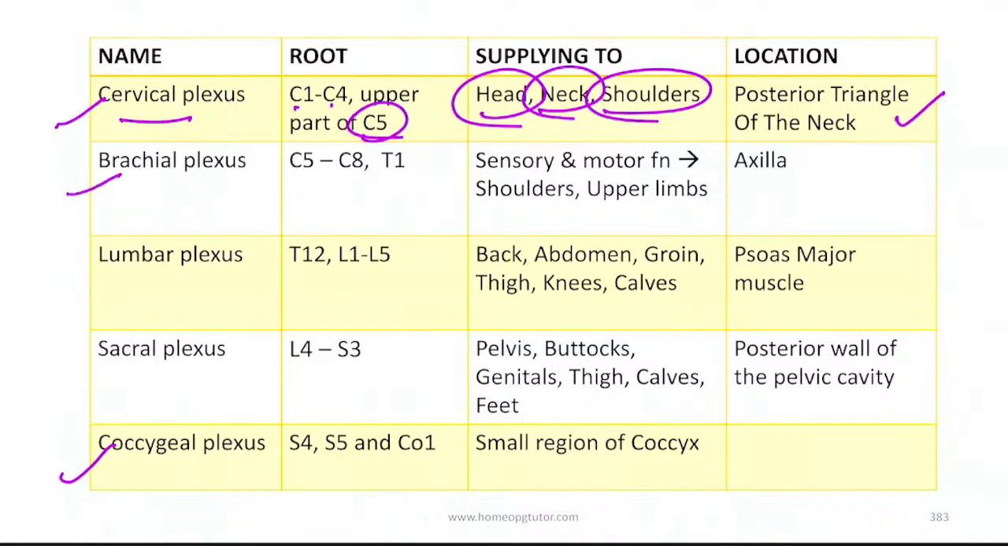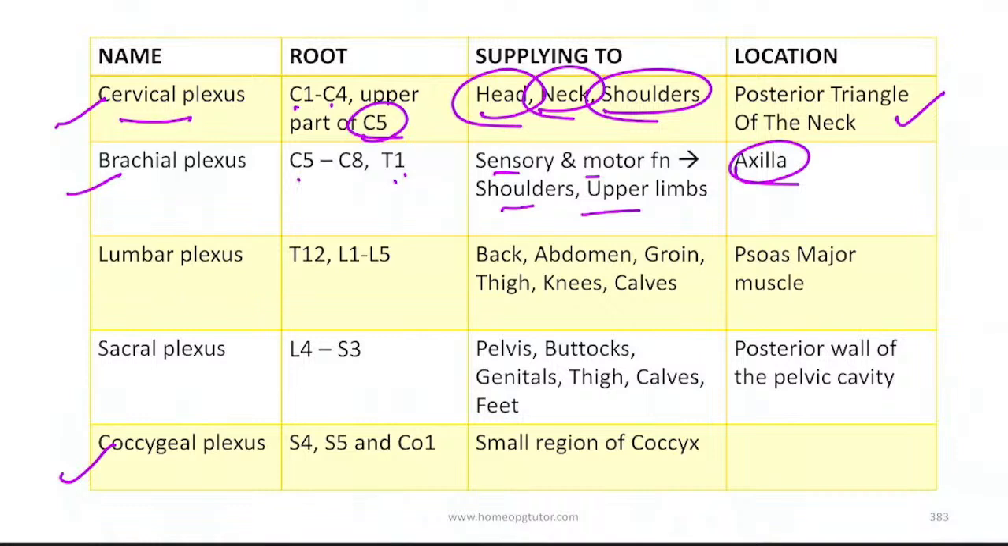Now coming to the brachial plexus. Where is it present? You might have seen the dissection: it is present in the axilla. What are the root values? You have to be thorough with this because it is very important. The root value of the brachial plexus is C5 to T1. It supplies motor and sensory supply to the shoulders and upper limb. Brachium means arm, so upper limb sensory and motor supply is via the brachial plexus.